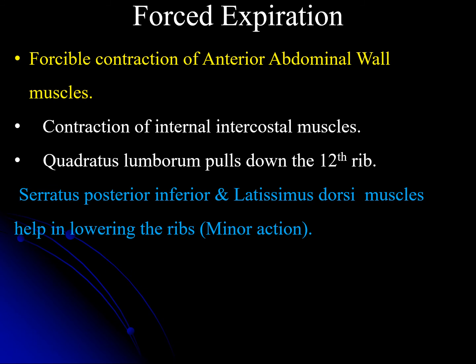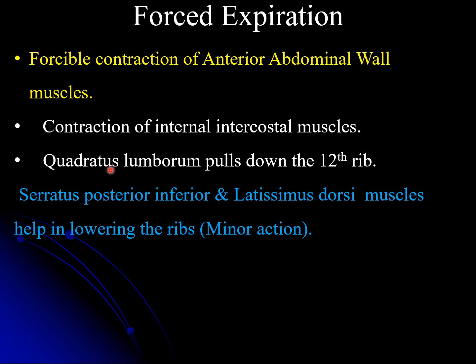Regarding forceful expiration, forcible contraction of the anterior abdominal wall takes place. We need anterior abdominal wall muscles, which include the external and internal oblique, rectus abdominis, and transverse abdominis. I showed you in the previous lecture, and in the next slide I will show you again. So we need anterior abdominal wall muscles for forceful expiration, along with the passive recoiling of the lung tissue and contraction of internal intercostal muscles, actually not the external, the internal intercostal muscles.